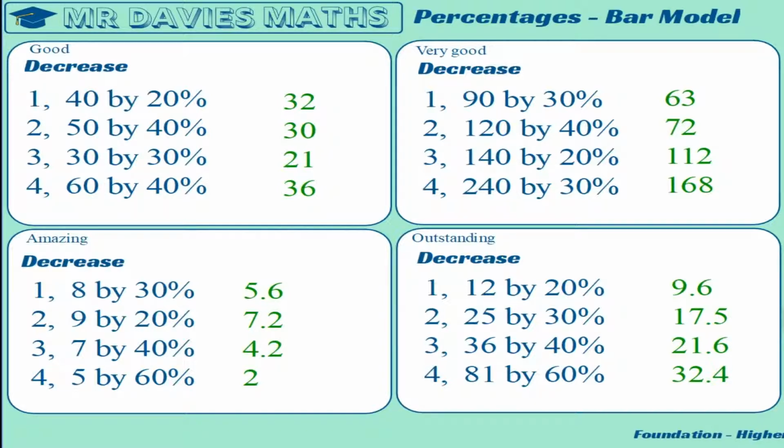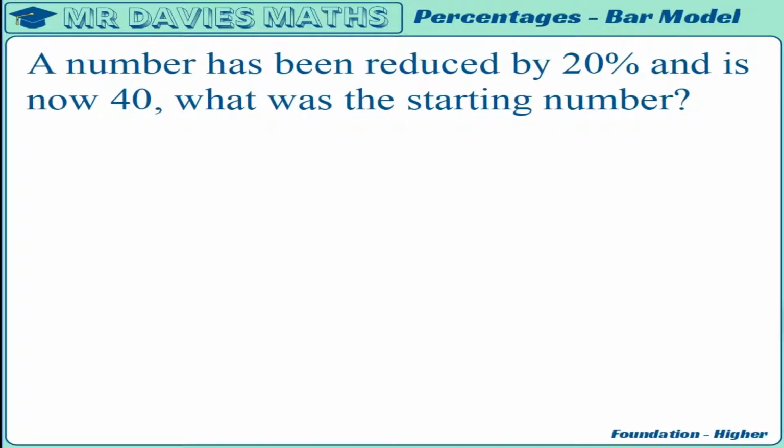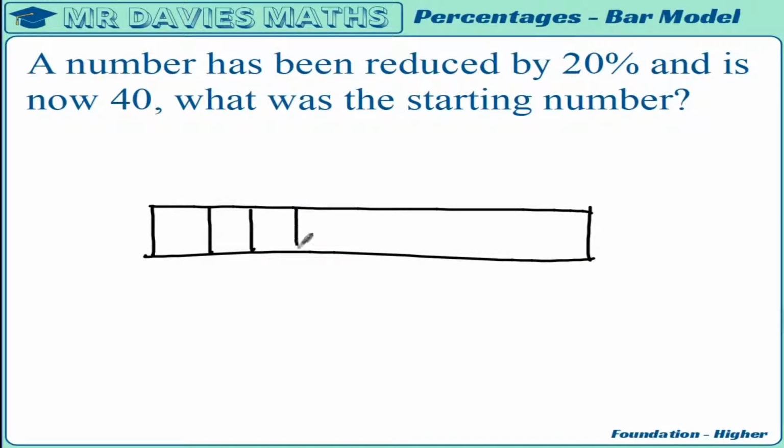Okay, let's try something trickier now then, just to finish this video off. A number has been reduced by 20% and is now 40. What was the starting number? Now there's a reason why we use these boxes, because hopefully I could start to draw this now and you'll be able to see what piece of information I'm missing. So I'm going to start off by drawing my 10 boxes as always. 1, 2, 3, 4, 5, 6, 7, 8, 9. So I've got my 10 boxes. Our number has been reduced, so I don't know my number.